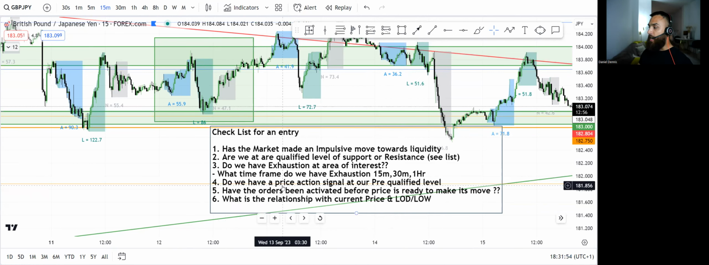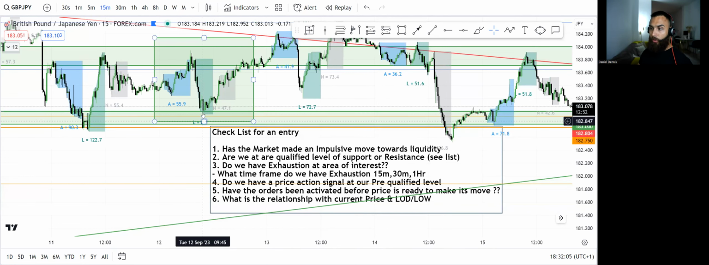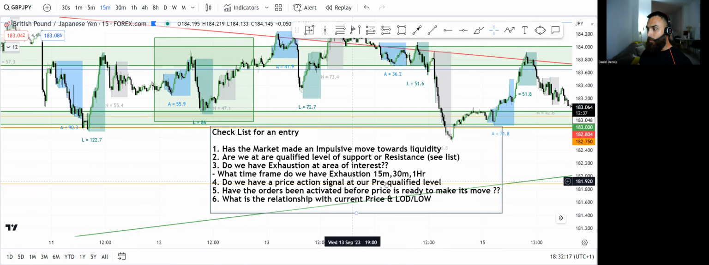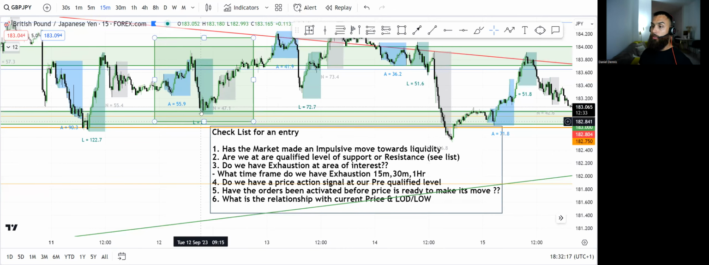Do we have a price action signal at our pre-qualified level? So we have pre-qualified this level already, right? We've got three confluences here. We've got our QP, we've got our fib level, and we've got our level of what some people call a demand, support and resistance, whatever it is. This is a level of support, all right? So do we have a price action signal at our pre-qualified level? That's what we're going to identify now, and I'm going to show you how to do that.